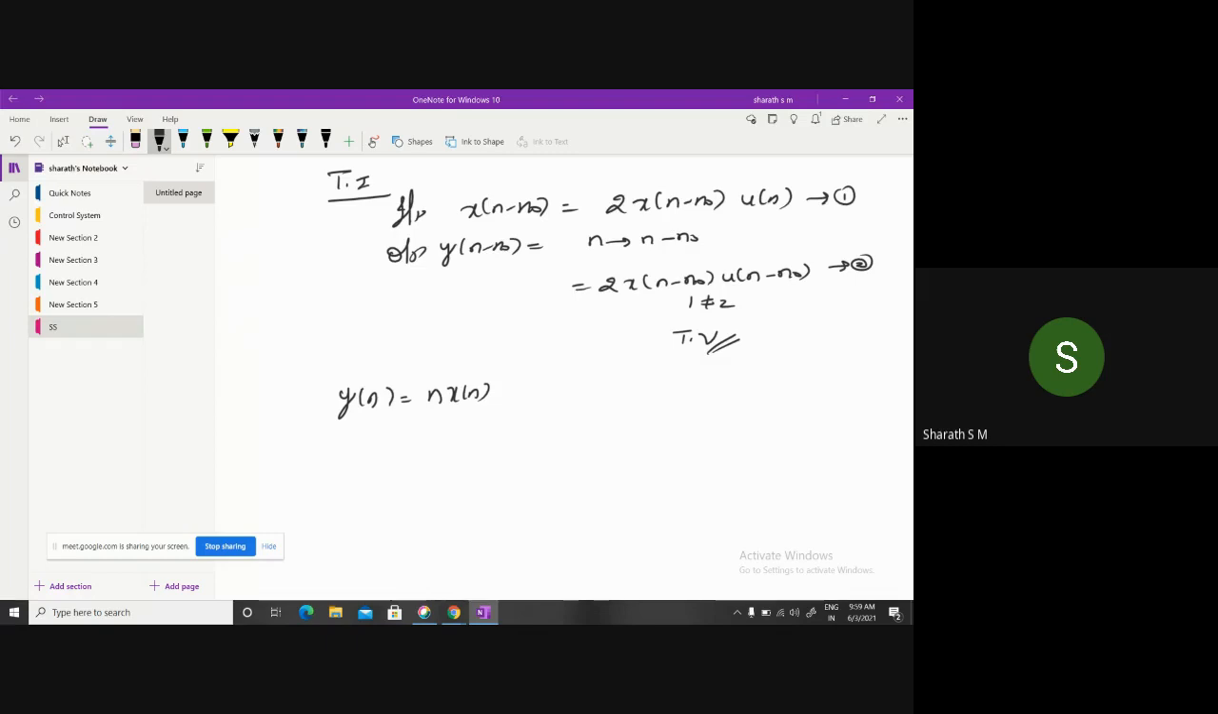Check for linearity. Is it linear or non-linear? Linear. Yes, the given system is a linear system. And is it causal or non-causal? Causal. So it's causal and memoryless. Does it satisfy the time invariance property? Is it time invariant or time variant?